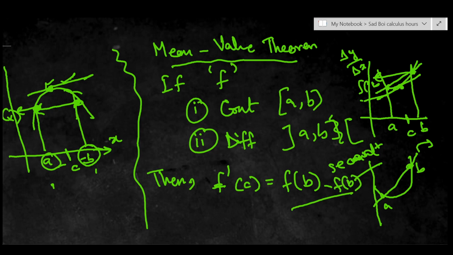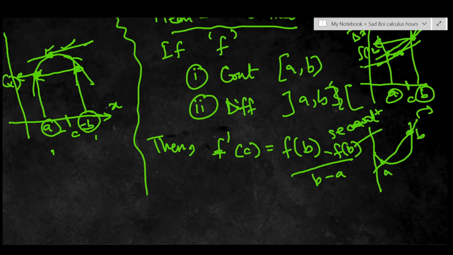Now what is the change in x? It is b minus a, right? So you're gonna write b minus a. So this is what the mean value theorem says.